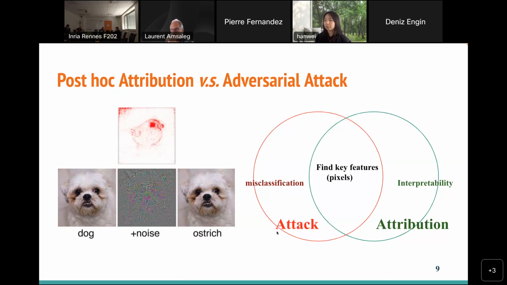Actually, it's because both adversarial attacks and attribution methods are trying to find the key features. For an image, this means the pixels. The difference is that adversarial attacks try to find the most sensitive pixels, where a slight modification could flip the prediction. But attribution methods try to evaluate the importance of every pixel more fairly. So this connection made me think maybe we could transfer some knowledge between these two domains.